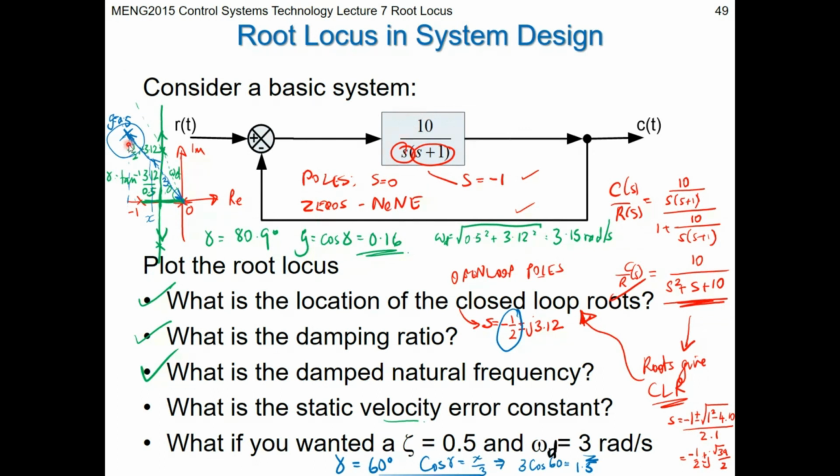Well, what we have to do is take an approach whereby we modify the shape of this loci so it can pass through this point. That's what I want to do. I know what my design point is, like this is where I need my design to be. So the question now is, how do I change the shape of my locus?